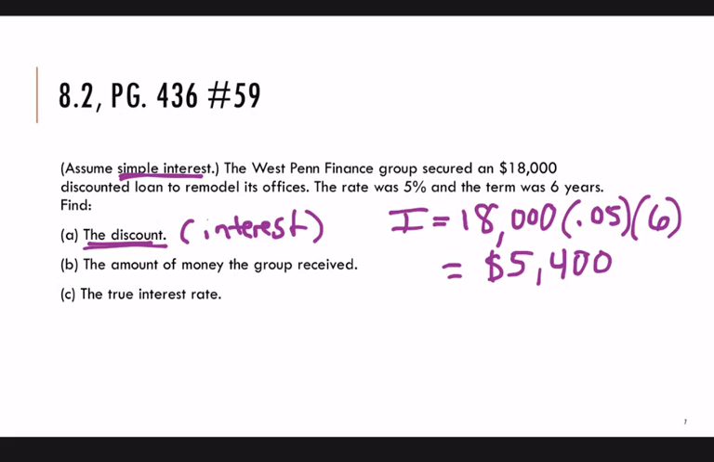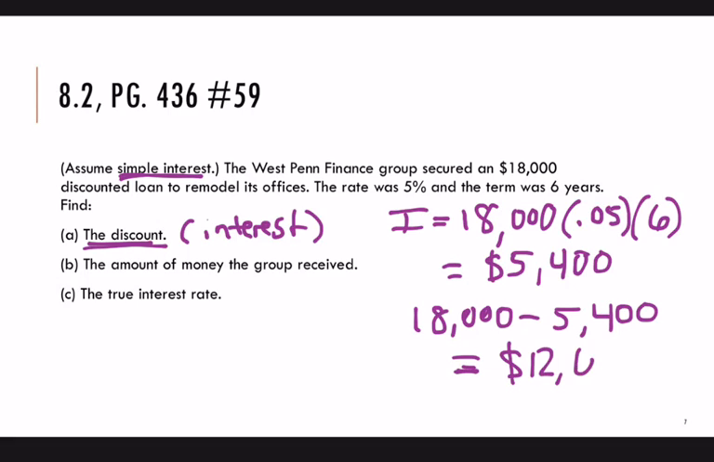Find the amount of money the group received. So this finance group borrows $18,000, but the interest is paid up front, so they don't receive all of that $18,000. So the amount that they receive is $18,000 minus the interest that's paid up front. So they actually receive $12,600.